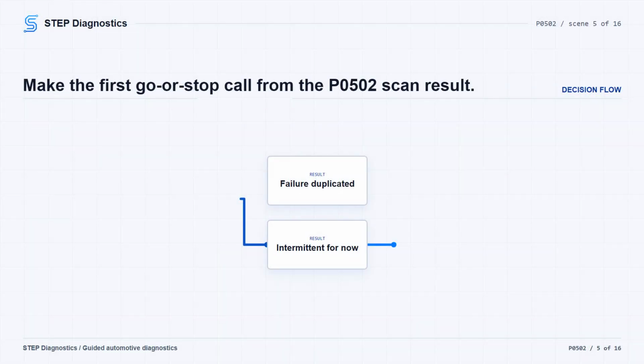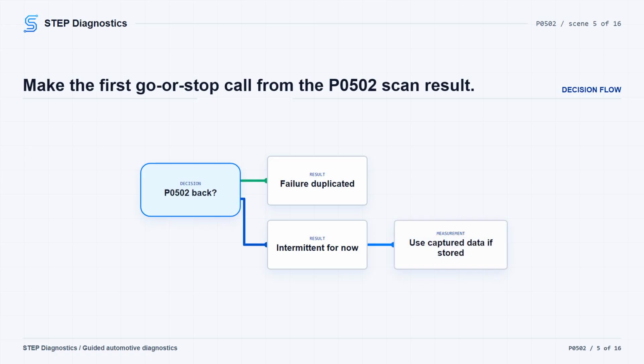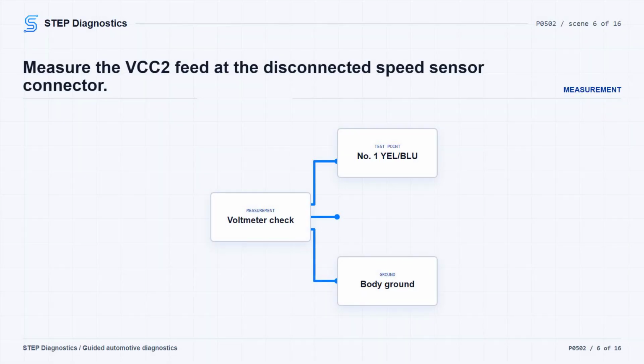If P0502 comes back, the failure is duplicated and you move into circuit testing. If it does not come back, treat it as intermittent for now. The system is okay at this time, and if captured operating data is available, try to reproduce the same conditions instead of guessing. Next, separate the sensor from the circuit and see what the feed line is doing.